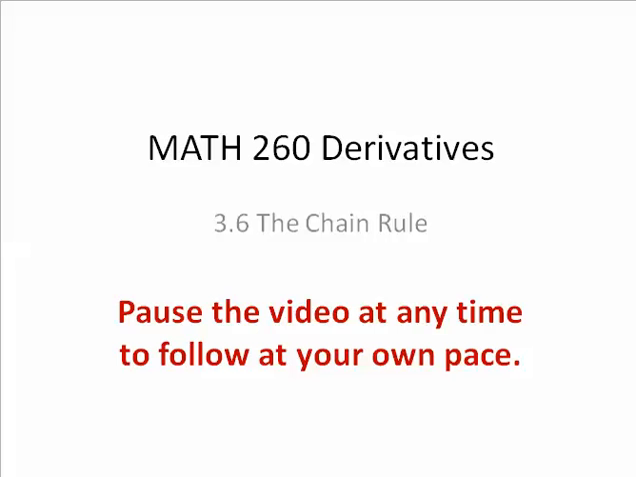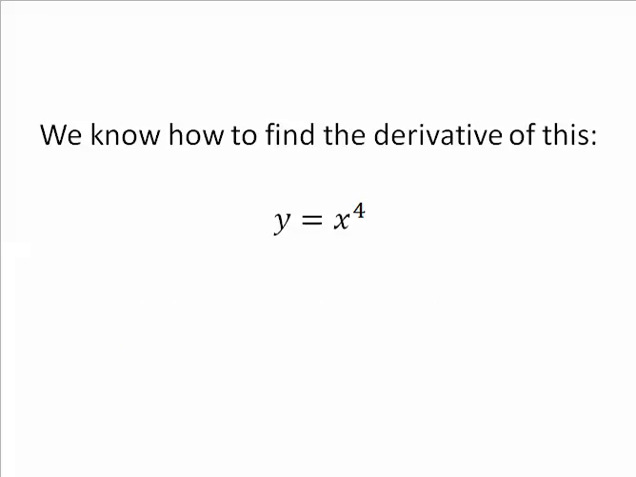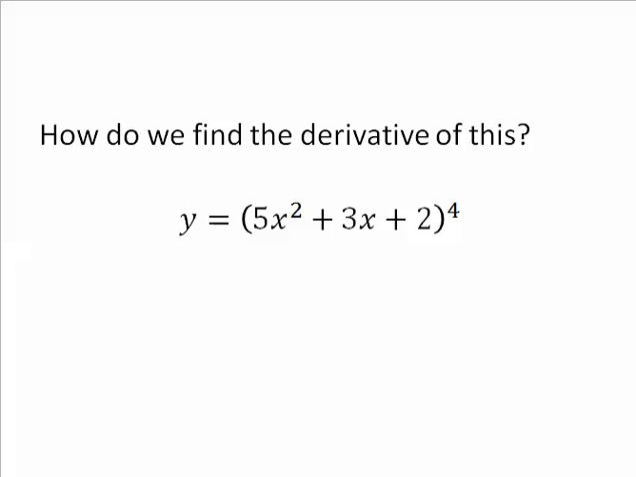3.6 The Chain Rule, Part 1. We know how to find the derivative of this function. The derivative of x to the fourth is just 4x to the third. But what if it wasn't x, but a polynomial to the fourth power? How do we handle that?